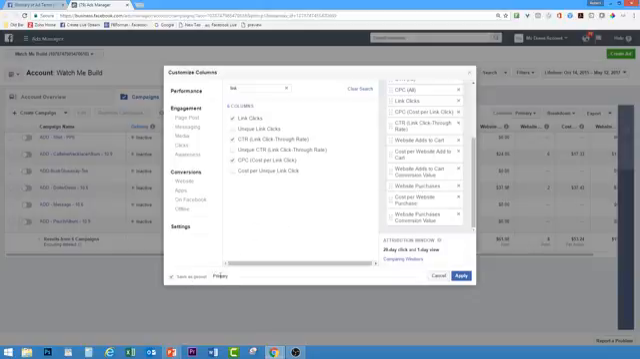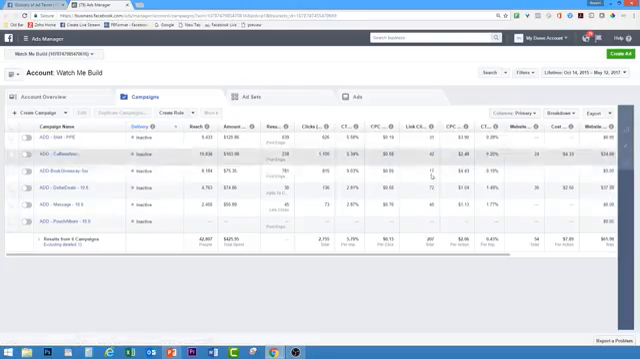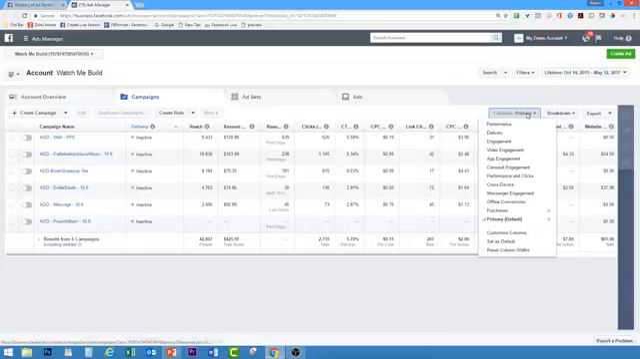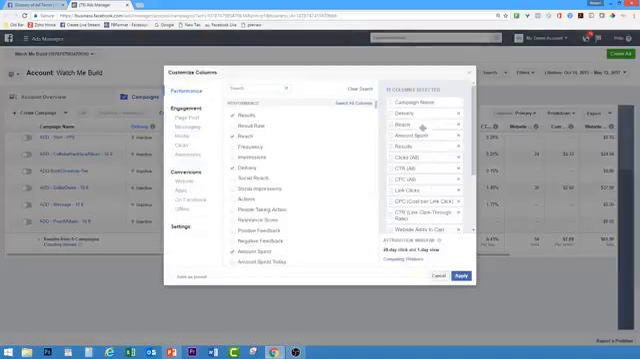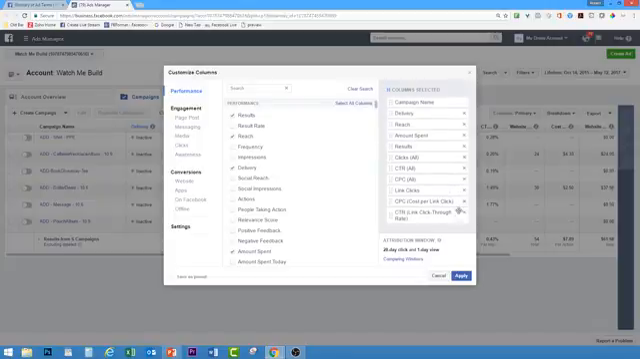All right, now save as preset, and then primary, and then apply. Are you sure you want to replace this? Yes. Okay, so now I have the information I need. Now let's go back in there and do this one, customize columns, and set up our links. Remember, we had the primary, we had the link click, we had the add to cart, and we had the purchase.